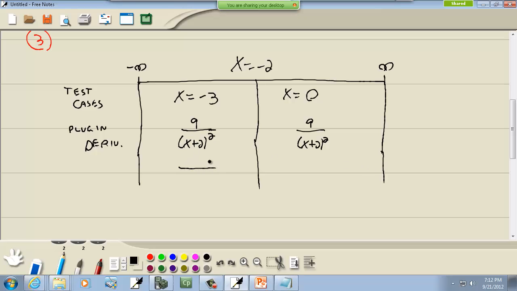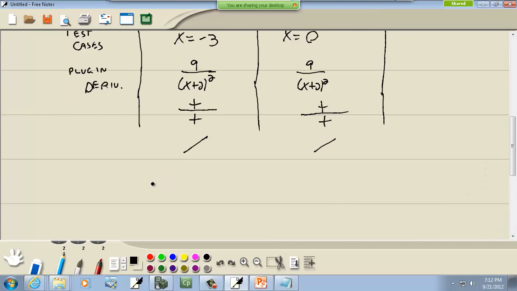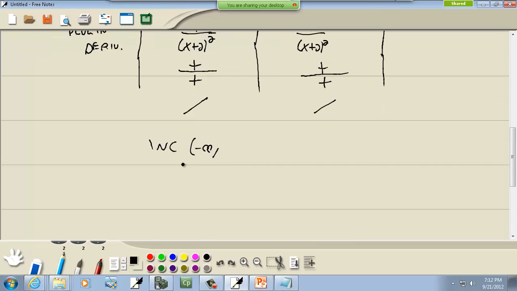Well, think about what happens when you square something. It's always positive, isn't it? Now 9 is always positive. So this is actually positive over positive, which is increasing. Over here, something squared is always positive, and 9 is always positive, so it's positive over positive, so it's increasing. So this one's increasing from negative infinity to negative 2. And it's also increasing from negative 2 to positive infinity.